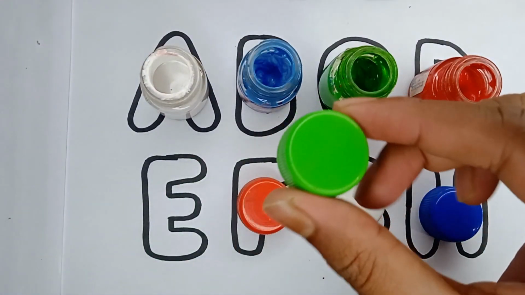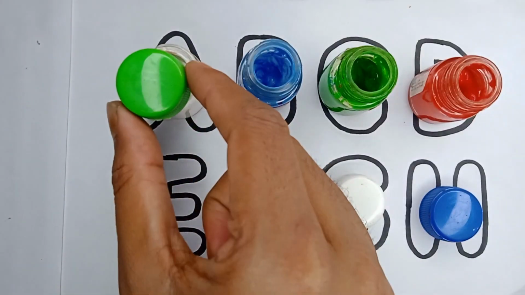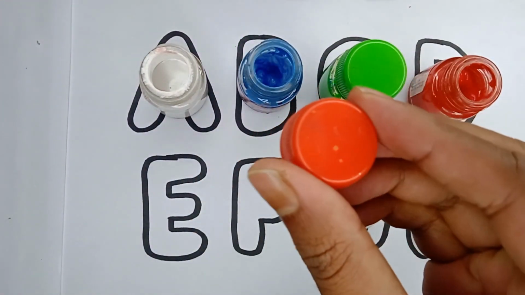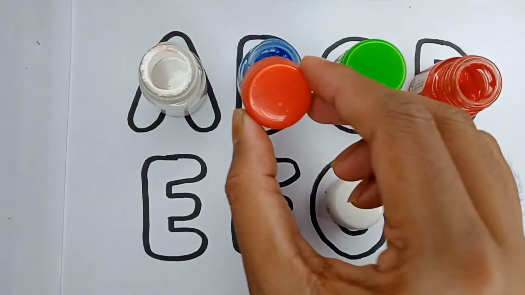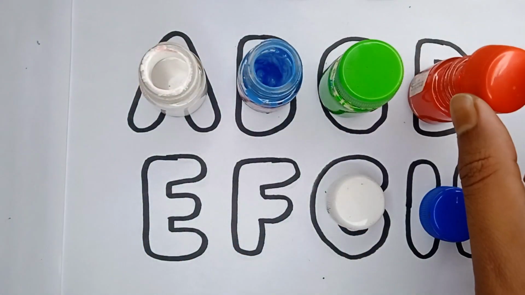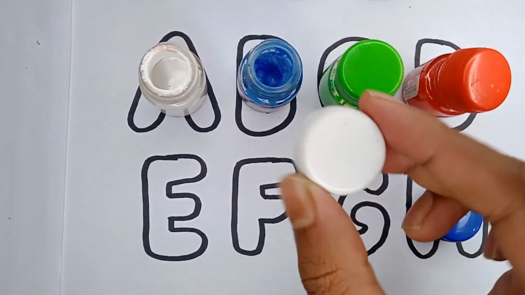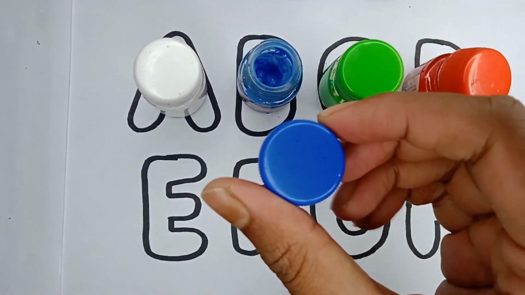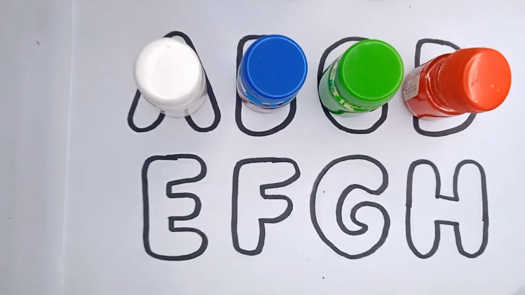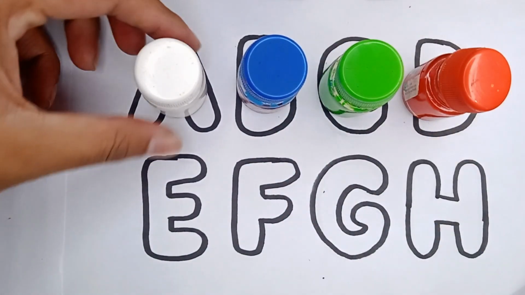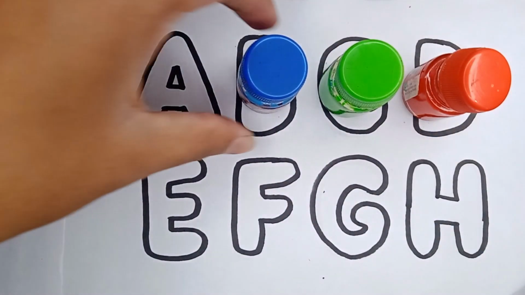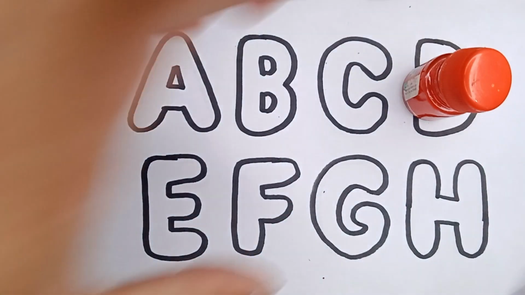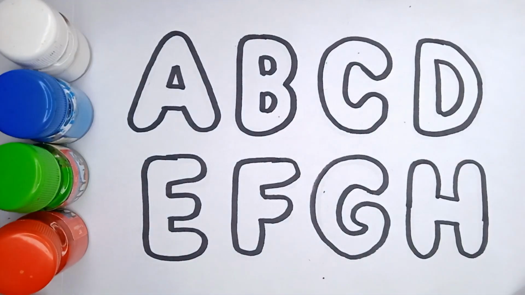Today let's learn how to draw the alphabet. Color names: green color, red color, white color, blue color. So let's go kids. White color, blue color, green color, red color.